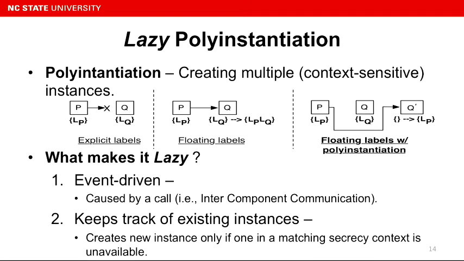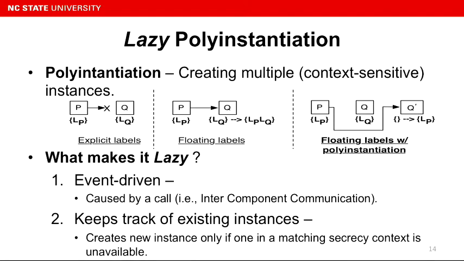And we've already seen the problems with this simple propagation. Now, when you combine floating labels with polyinstantiation, the following happens. The current instances of P and Q have different labels and P is going to call the component Q. But this call is not delivered to the existing instance of Q. Instead, a new instance of Q, Q prime, is created in the secrecy context of P, that is with the label of P. So what we are essentially doing here is making floating labels context sensitive.